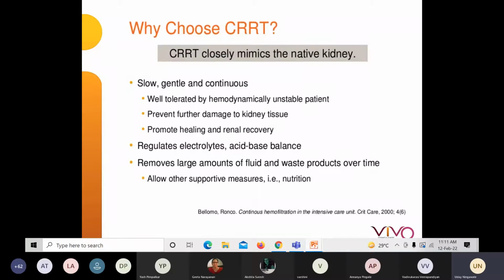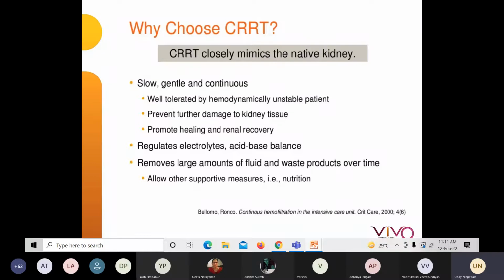Why choose CRRT? CRRT closely mimics a native kidney. As a native kidney functions 24/7, in the same way CRRT functions for 24 hours, 72 hours, or even longer, as and when needed. So it is a slow and gentle continuous procedure. There won't be any abrupt increase in toxicity in the body. Once the toxicity is higher, it will slowly be removed with the help of this CRRT therapy, and it is well tolerated by hemodynamically unstable patients.